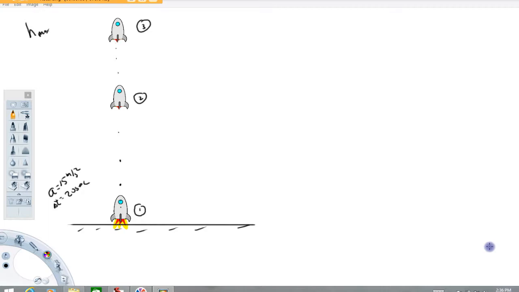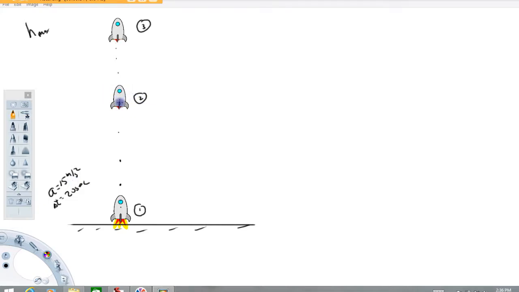Making this video to provide an example of how to analyze one-dimensional motion where free fall is considered. Imagine we have this rocket that starts here at position 1, and the engines go off, and the rocket accelerates at about 15 meters per second squared, about 1.5 Gs, for 20 seconds. After 20 seconds, the engines turn off, and that's position 2.